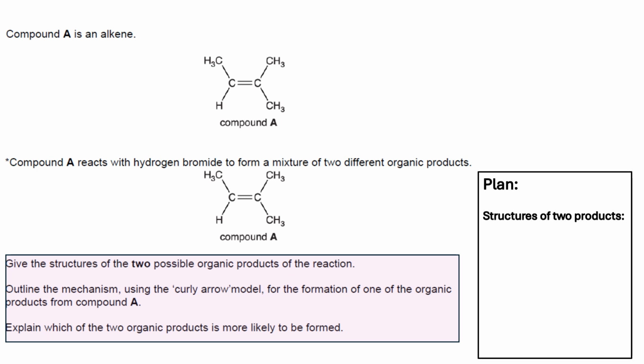So firstly, you need to take a bit of time to think of the structures of the 2 products that are going to be made, because that's the first thing that they ask you to do. Then they ask you to outline the mechanism.